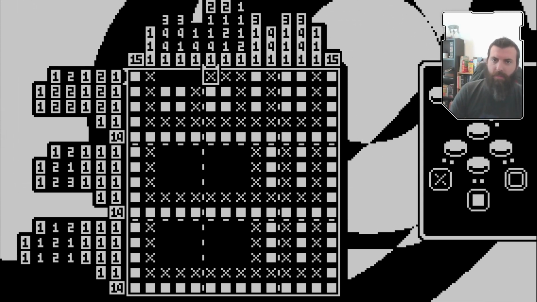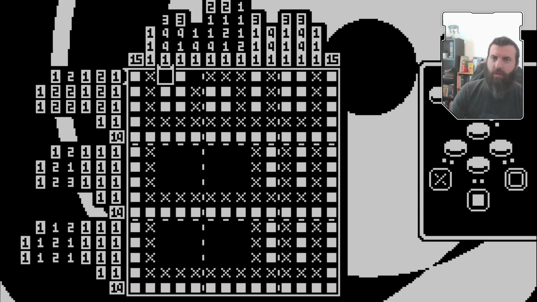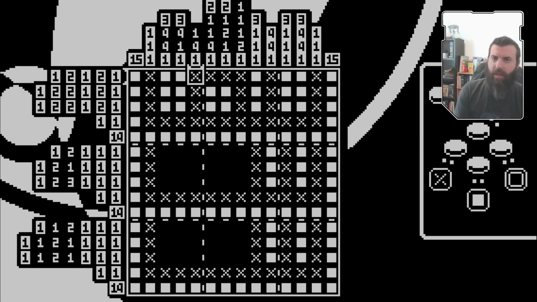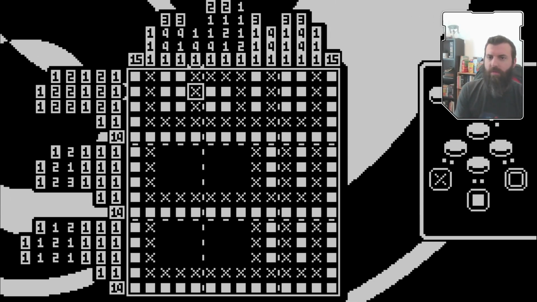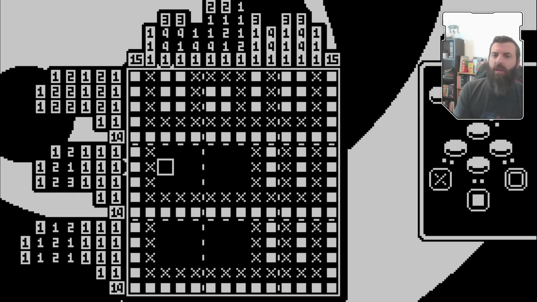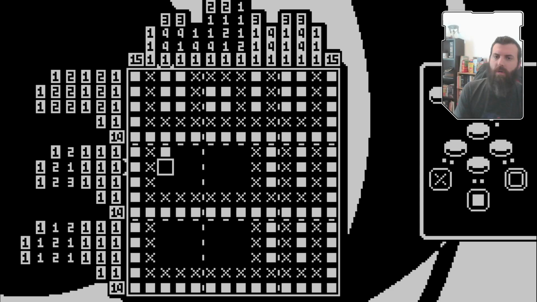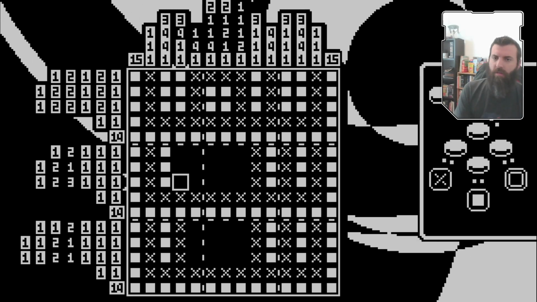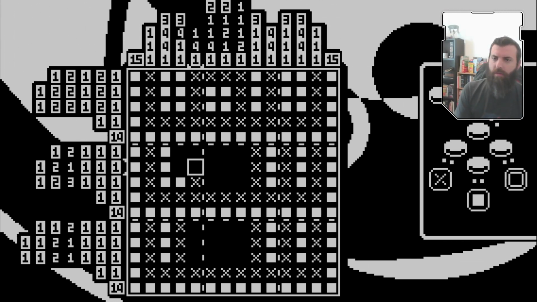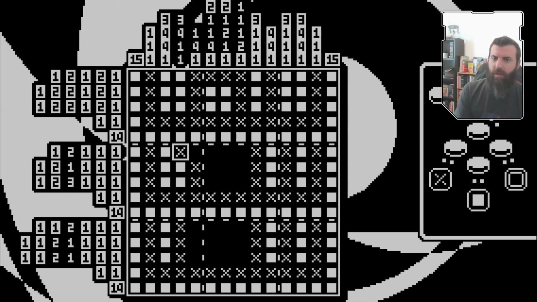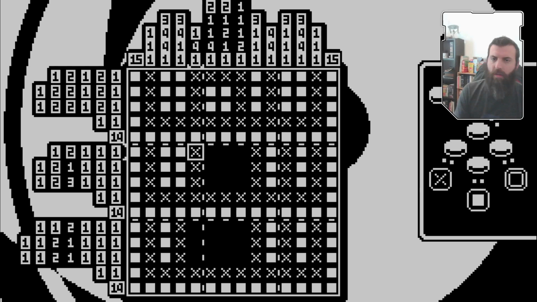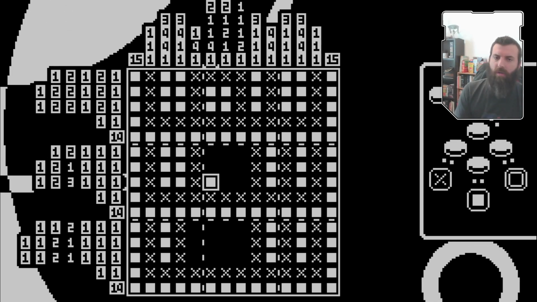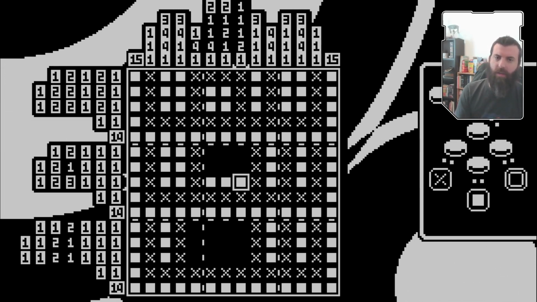Column calls for a 2 at the top, as does this one, whereas this one calls for a 3 at the top. That has to be X'd out in order to create the row conditions. We now need a 4 and a 4 vertically on this column. Start filling it out. Need a horizontal 3 here, and there's only three spots, so that's got to go.